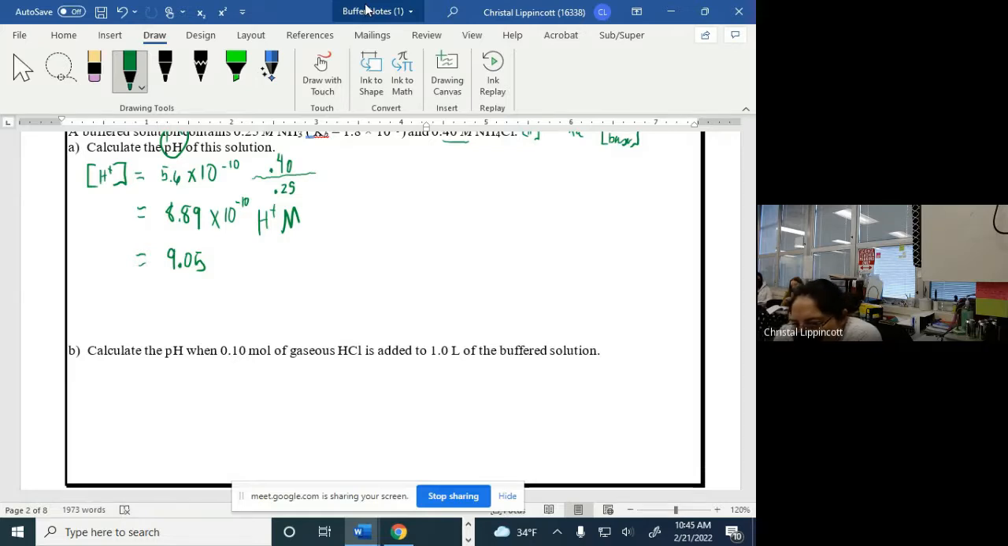All right, now we're taking this and we're adding in 0.1 moles of HCl. Is this an acid or a base? That would be an acid. An acid, okay? So I'm going to take this equation that I had up above.